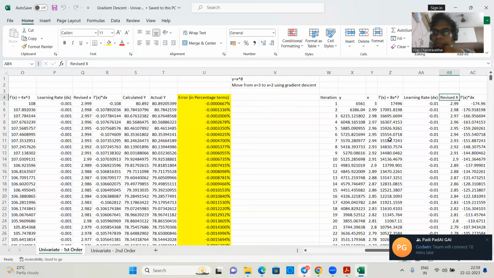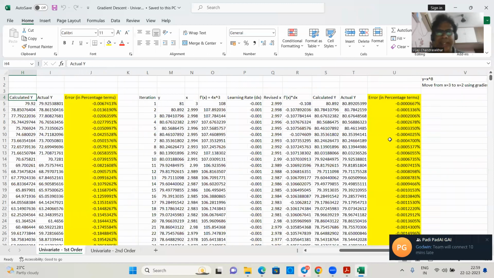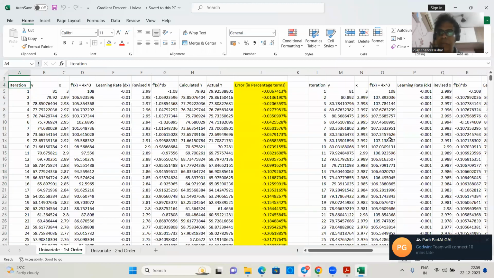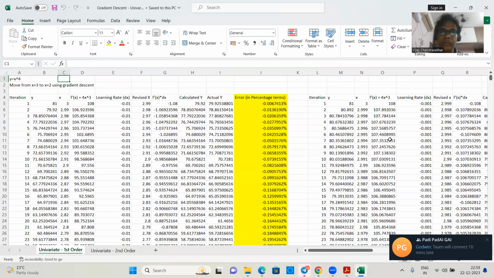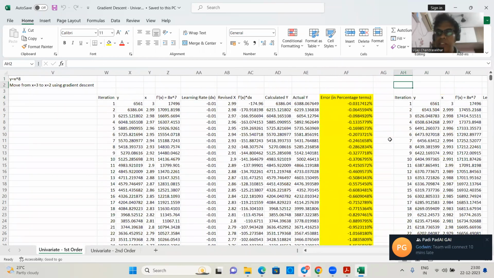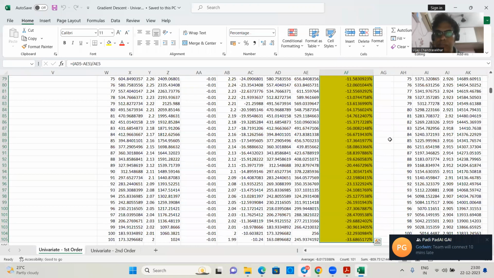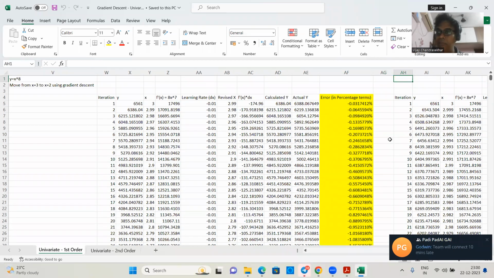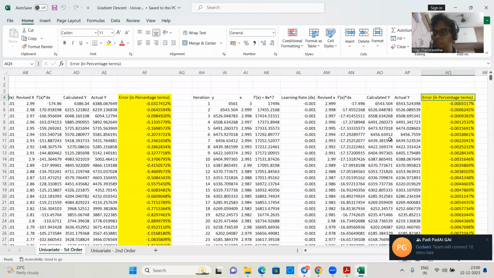All right. Now let's look at this. I'm going to replicate this with 100 iterations. Learning rate is going to be negative 0.01. It's just that I changed the function from y equal to x to the power of 4 to x to the power of 8. Now just look at the error. By the time I reach 100 iterations, it's negative 33%. Right? Now, I did the same thing here. This time, 1000 iterations.